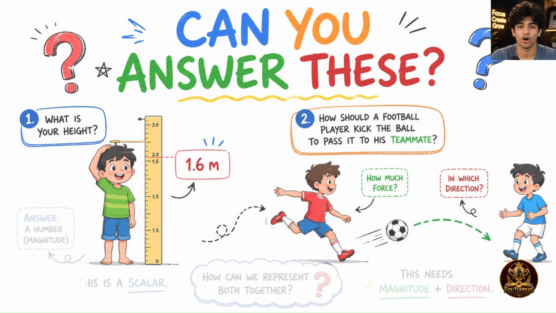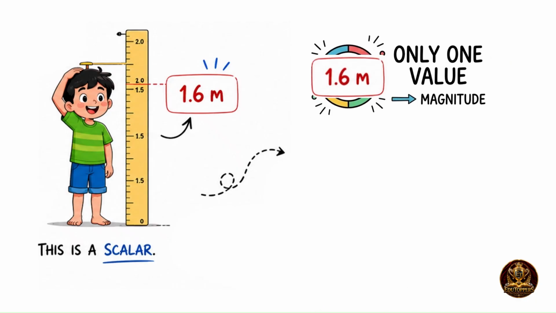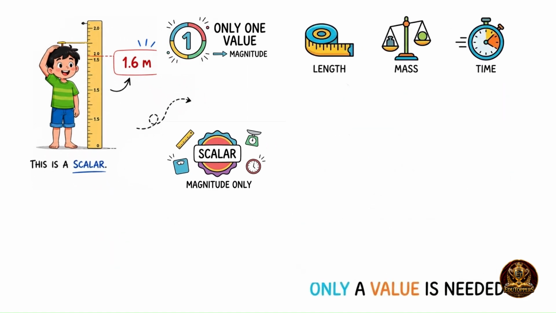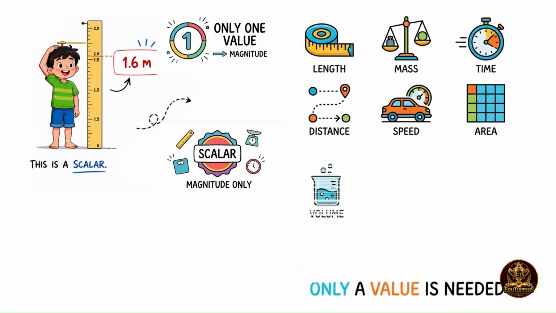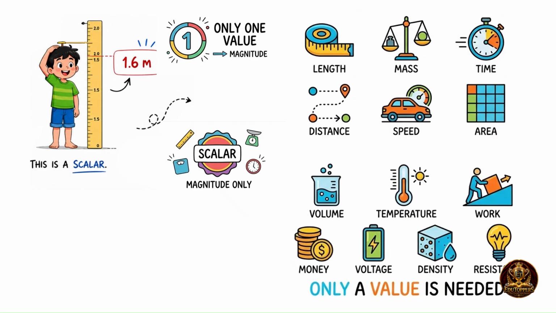Now compare these two answers. In the first question, the answer was 1.6 meters. It only tells us the size or amount of something. In mathematics, this size is called magnitude. Quantities that have only magnitude are called scalars. For example, length, mass, time, distance, speed, area, volume, temperature, work, money, voltage, density, and resistance, all these quantities need only a value. No direction is required.